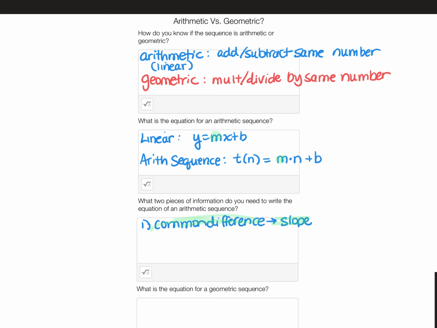And then the second thing we need to know is our zero term. This is exactly the same as your y-intercept. So our zero term just goes where b is in our linear or arithmetic sequence equations.